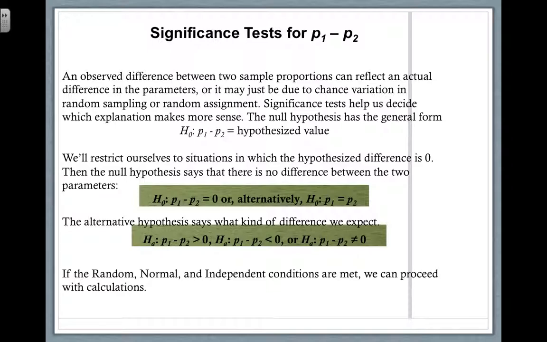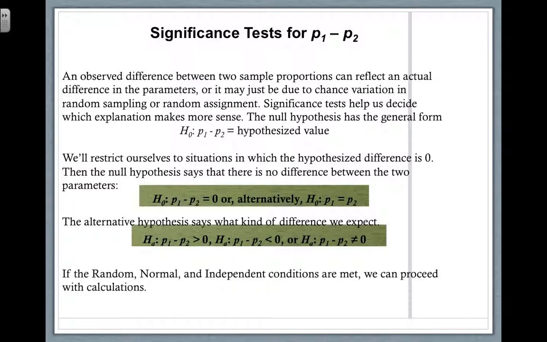An observed difference between two sample proportions can reflect an actual difference in the parameters, or it may just be due to chance variation in random sampling or random assignment. Significance tests help us decide which explanation makes more sense.